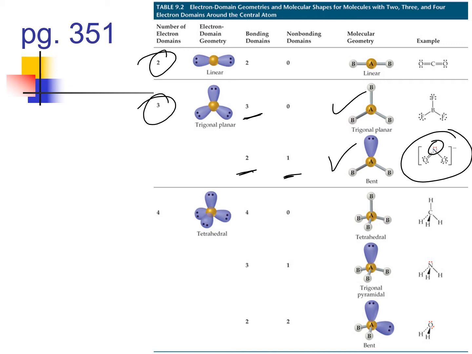Next, if there's 4 electron domains, again, if all of the electron domains are bonding, same as the electron domain geometry, it's called tetrahedral. If 3 are bonding and 1 is non-bonding, then it's called trigonal pyramidal, like ammonia. If 2 are bonding and 2 are non-bonding, then it's also called bent. Water would be an example of that.